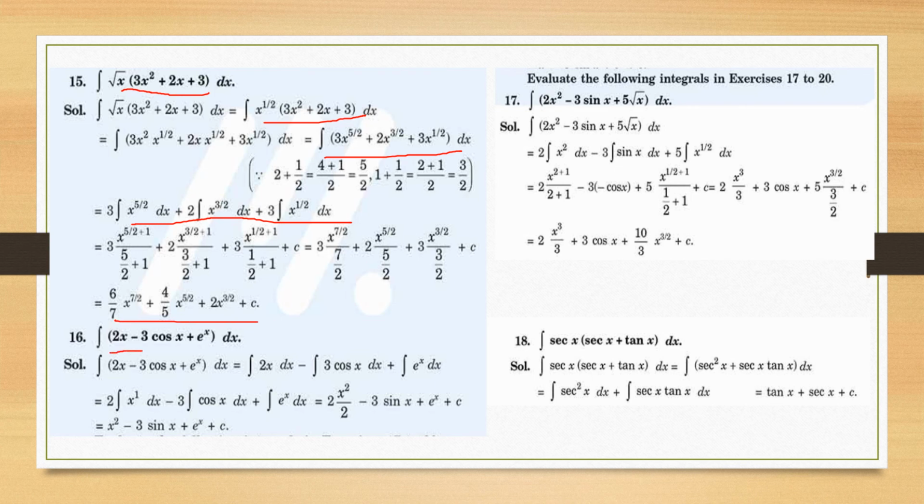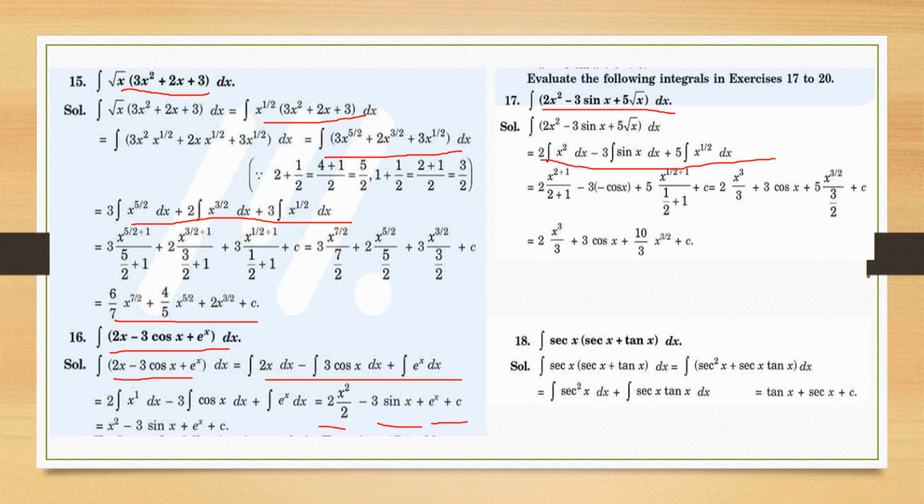Now 2x minus 3 cos x plus e raised to power x, again break it. What is the integral of 2x? It is 2 into x square by 2. Okay, and it is minus 3 sin x. Don't get confused, as we know that the ddx of cos x is minus sin x. But here integral of sin x is minus cos x, not integral of cos x is minus sin x. So this confusion is there in the initial stages when we apply integration, and e^x integrates to e^x plus c.